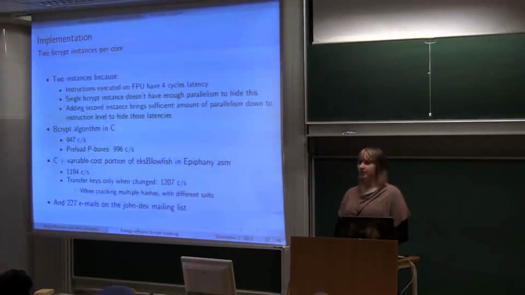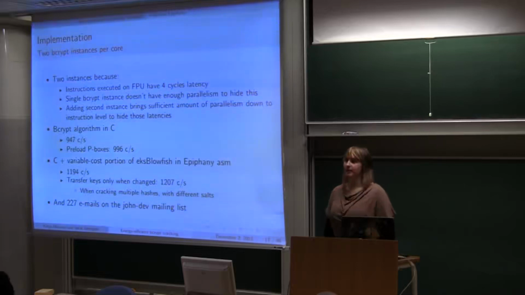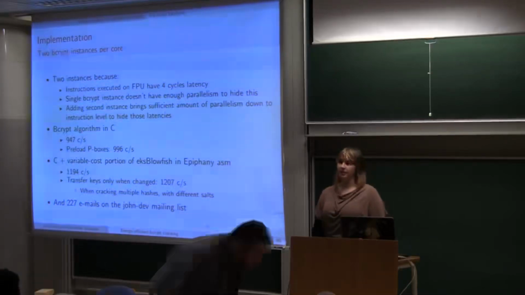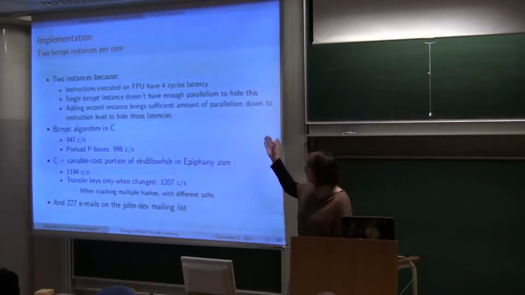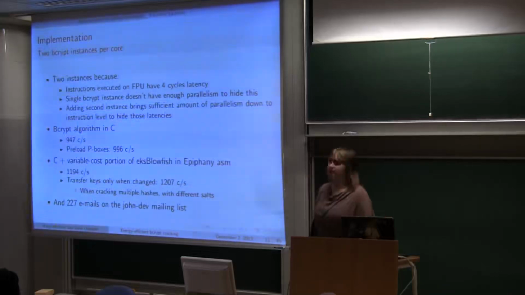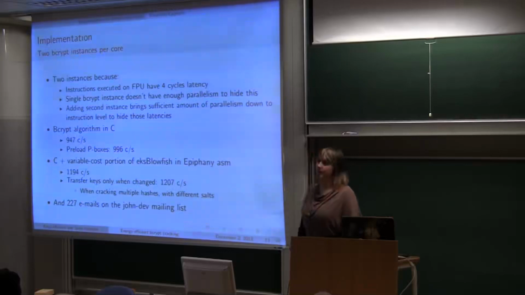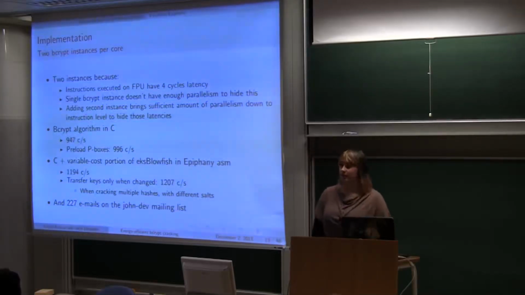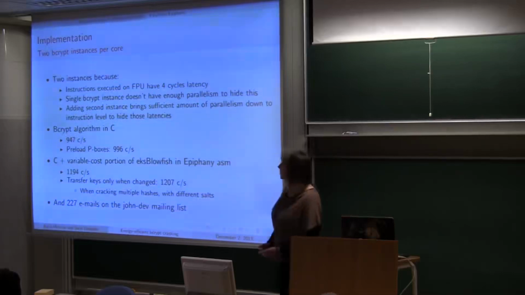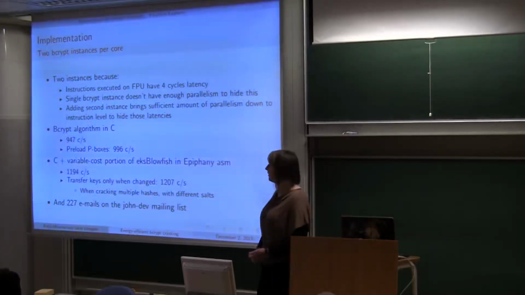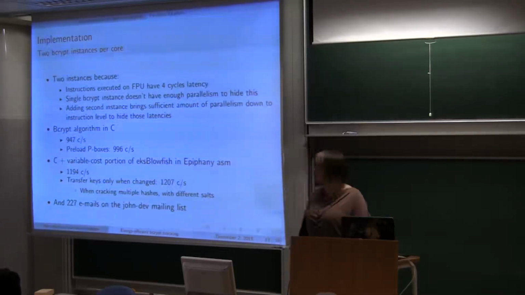One bcrypt instance running on a single core doesn't have enough parallelism to fully use the dual issue architecture, because there are 4 cycles of latency when using the FPU. So we needed to add another bcrypt instance to bring enough parallelism so that we can use dual issue even better. The first thing was to do it in C and see whether the compiler would be able to do something on its own, which it wasn't really. Performance was less than the optimized single instance core.